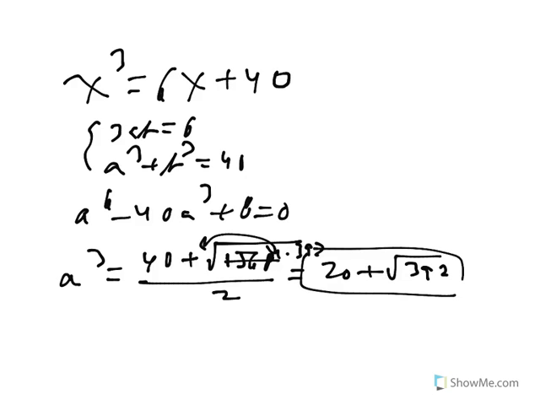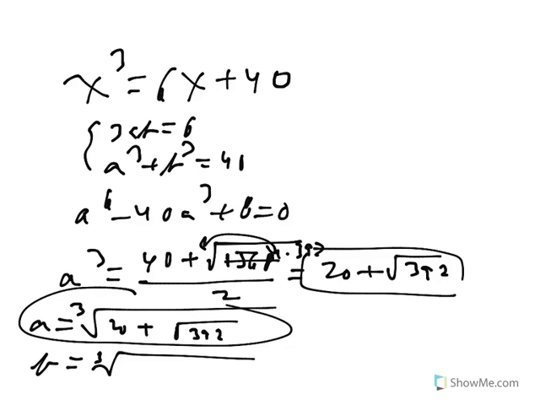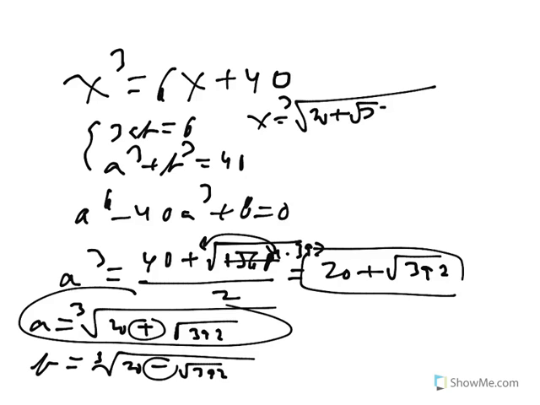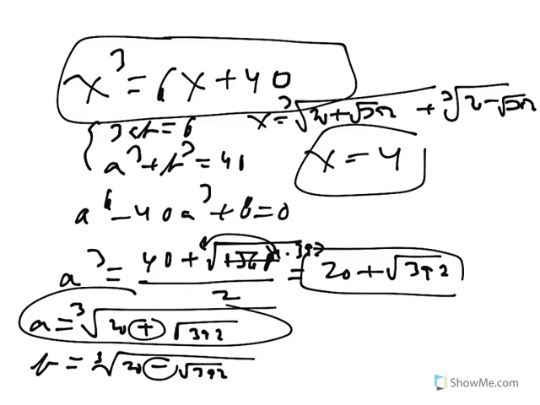So that means a becomes something pretty ugly: the cube root of 20 plus the square root of 392. Now, as far as getting b goes, if you get an ugly expression like this, the b value is going to be the same expression, except this plus is going to be a minus instead. So the answer to this question is the cube root of 20 plus the square root of 392 plus the cube root of 20 minus the square root of 392. Funny thing about this is that this is actually equal to 4, although it's not clear why, but the answer to this question is definitely 4. 4 cubed is 64, and 24 plus 40 is also 64, so this must be an ugly way of saying 4.